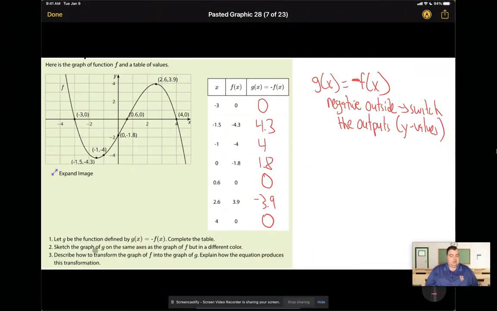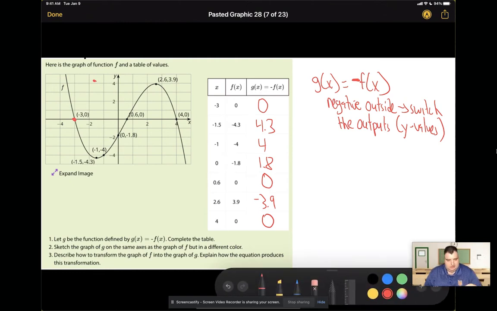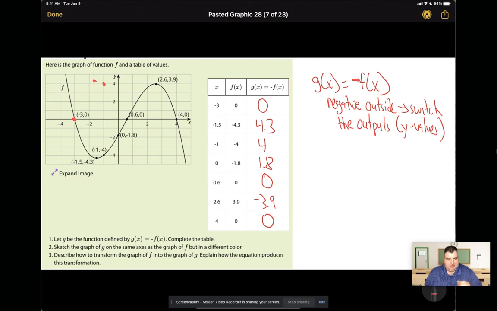Number two, sketch the graph of g on the same axes as the graph of f, but in a different color. So let's go ahead and do that. At negative 3, we're at 0. At negative 1.5, we're at positive 4.3, so that's going to be right up here. At negative 1, we're at positive 4, which is about up here. At 0, we're at 1.8, which we'll say is about here.